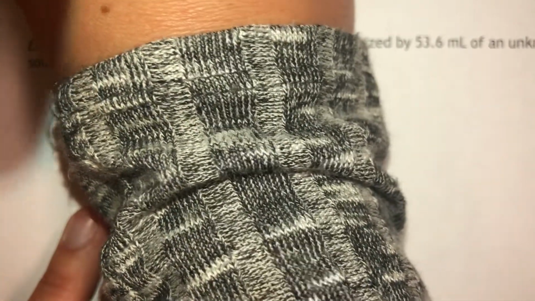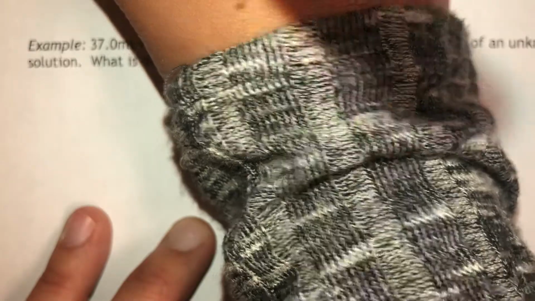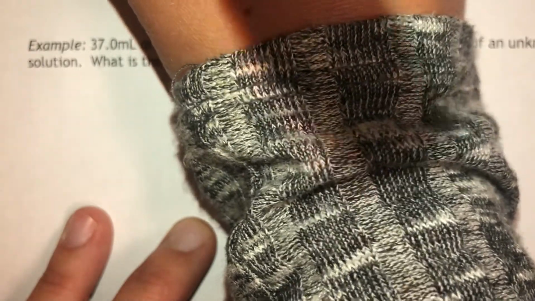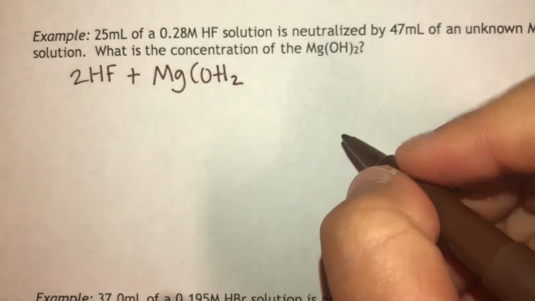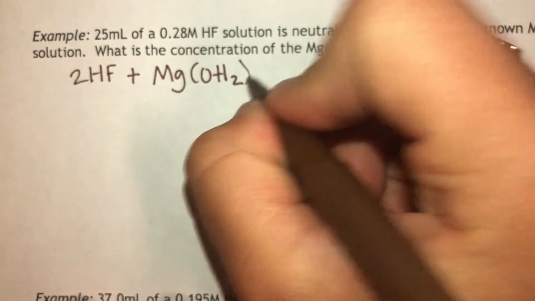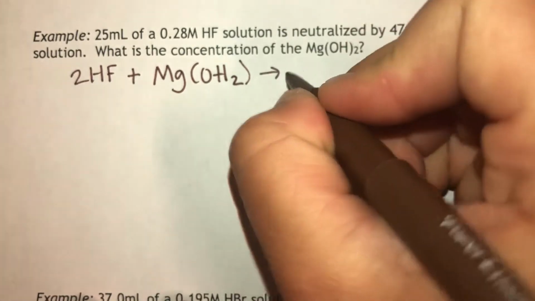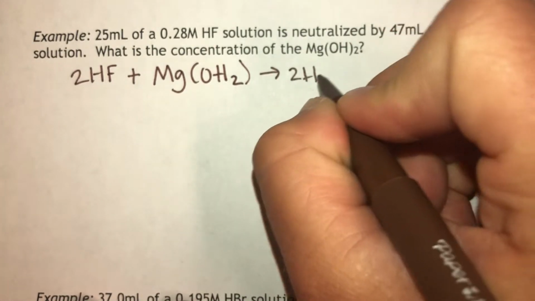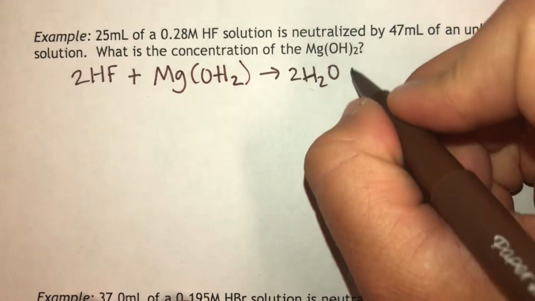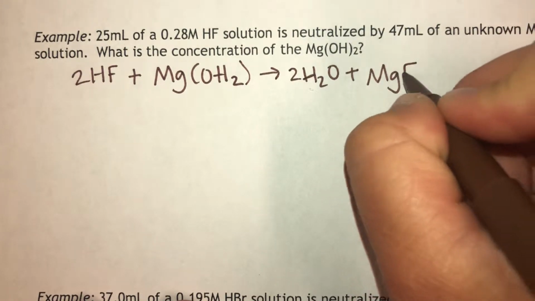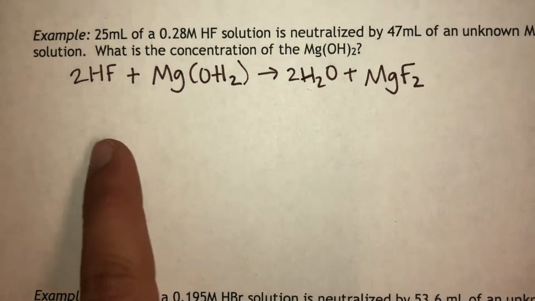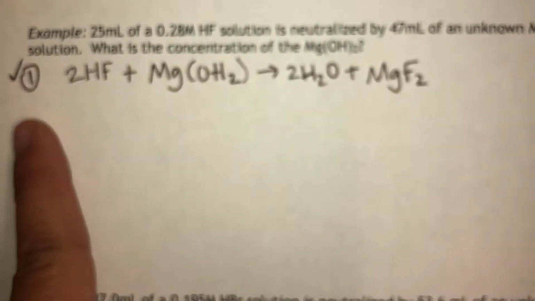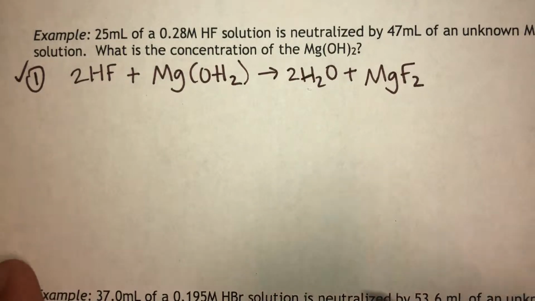So our balanced equation, I'm going to go ahead and write it. Oh, I was on the wrong thing anyway. So there's our balanced equation. That is our first step. So step 1 is done. So then we're going to move to step 2.